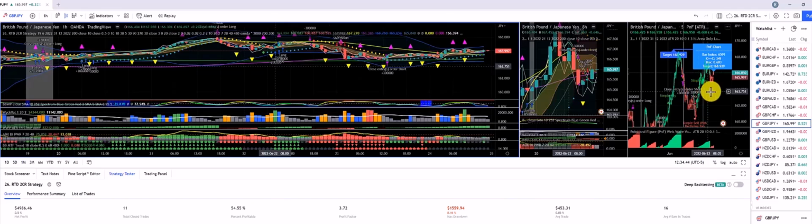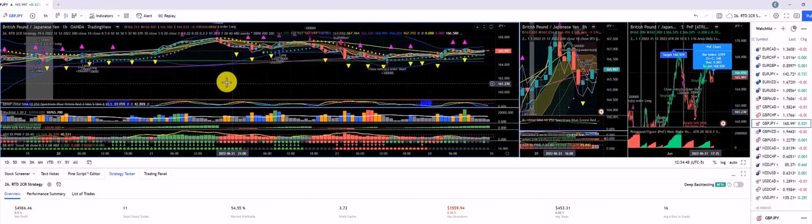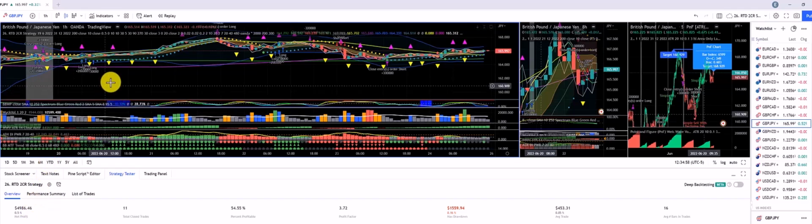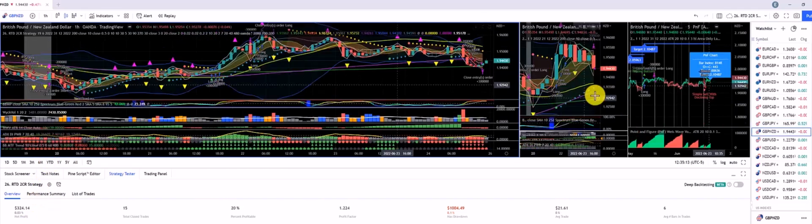British pound Japanese yen, price target to the upside of 168.929. Price action on the flows for the Japanese yen pairs were very good. Flows to the upside with a profit of $4,986 to the upside. British pound New Zealand dollar, we had a price target of 2.10487 to the upside.